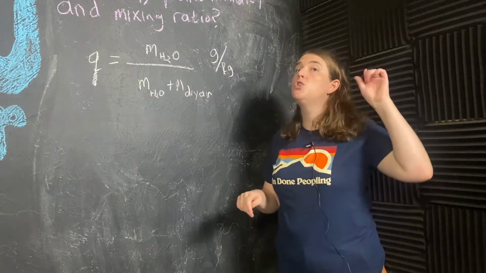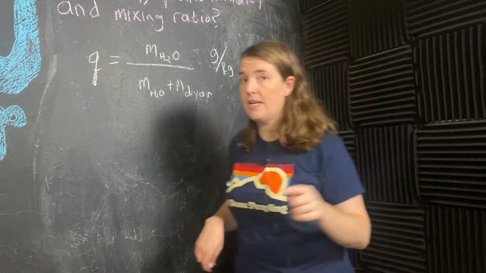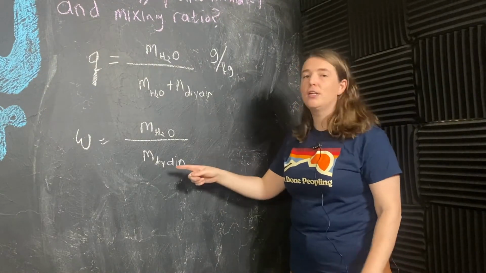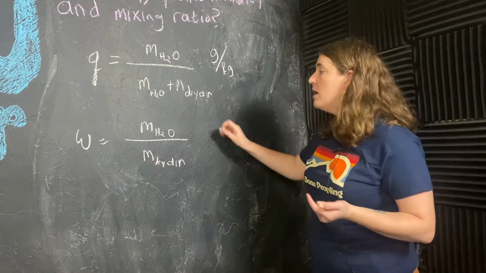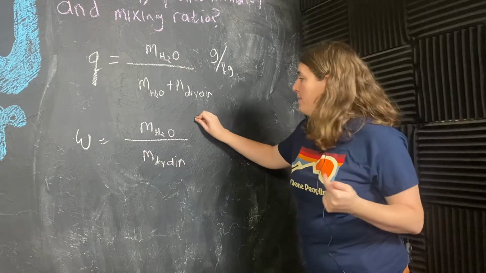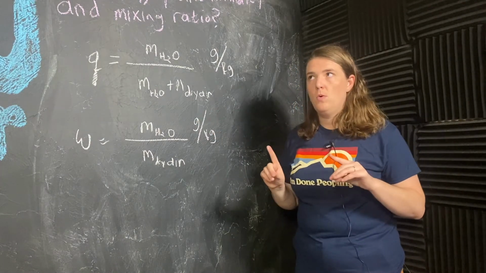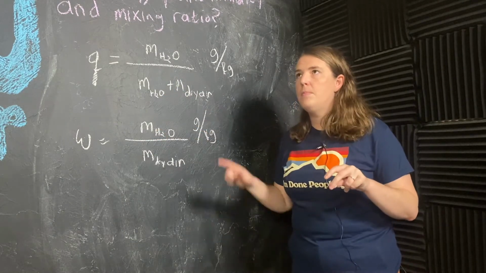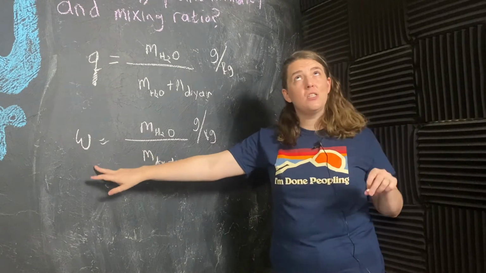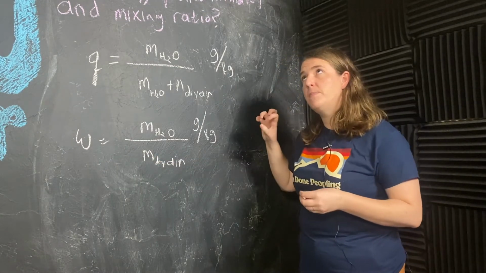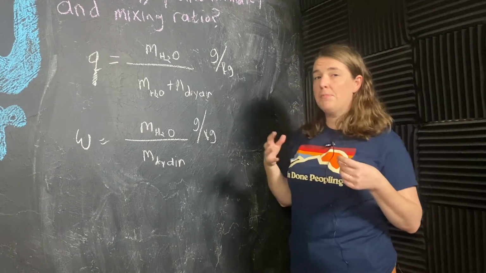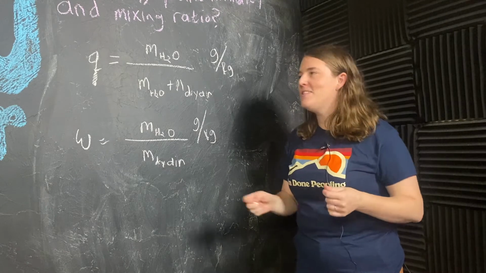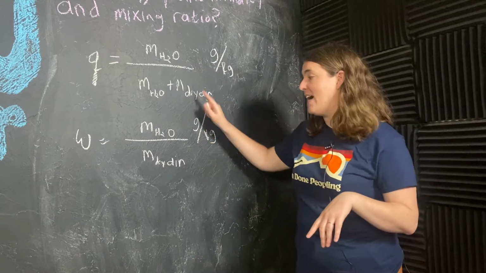Mixing ratio, super similar, looks like this. It's the mass of the water vapor over just the mass of the dry air. It's also measured in grams per kilogram. Why do we have these two different things when they're so similar? I'm pretty sure mixing ratio is a term that sort of comes over to us from chemistry. I'm not exactly sure where specific humidity came from, but these guys are almost interchangeable.